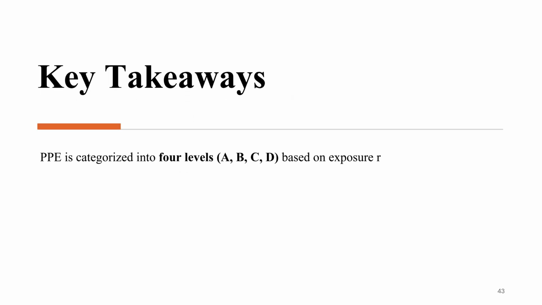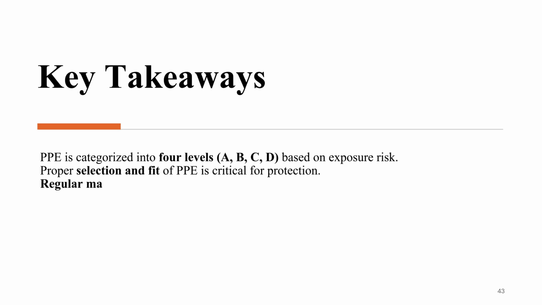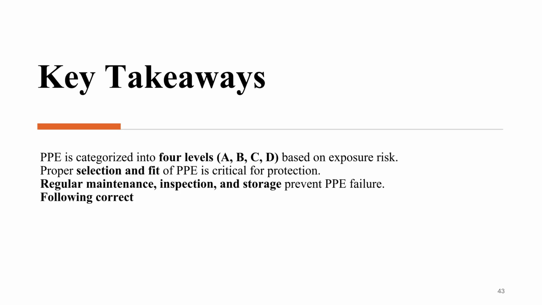Key takeaways. PPE is categorized into 4 levels, A, B, C, D, based on exposure risk. Proper selection and fit of PPE is critical for protection. Regular maintenance, inspection, and storage prevent PPE failure. Following correct donning and doffing procedures reduces contamination risks.